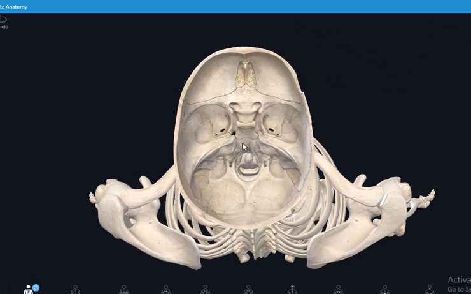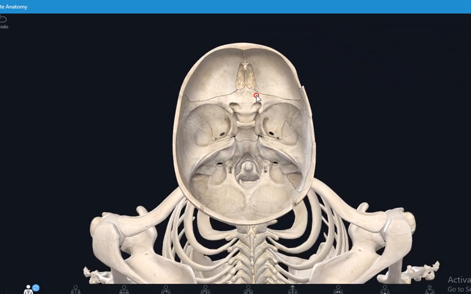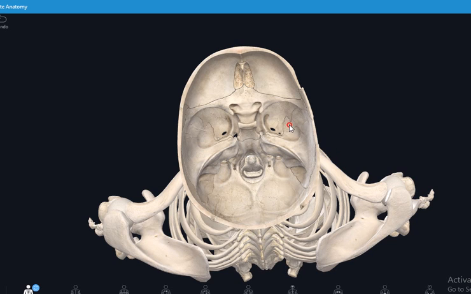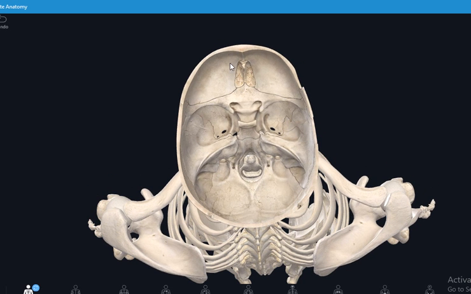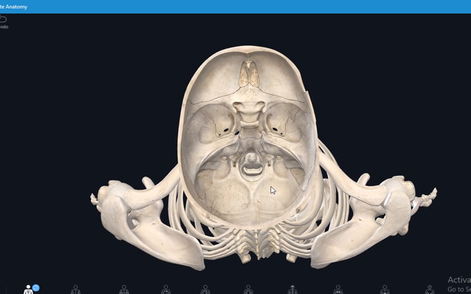Now the cranial fossa, what is found inside the cranial fossa? You see that the cranial fossa generally can be divided into three parts. You have the anterior cranial fossa, you have the middle cranial fossa, and you have the posterior cranial fossa. Now the anterior cranial fossa, you have the different boundaries. Here you have the Crista Galli, here you have the squamous part of the frontal bone.